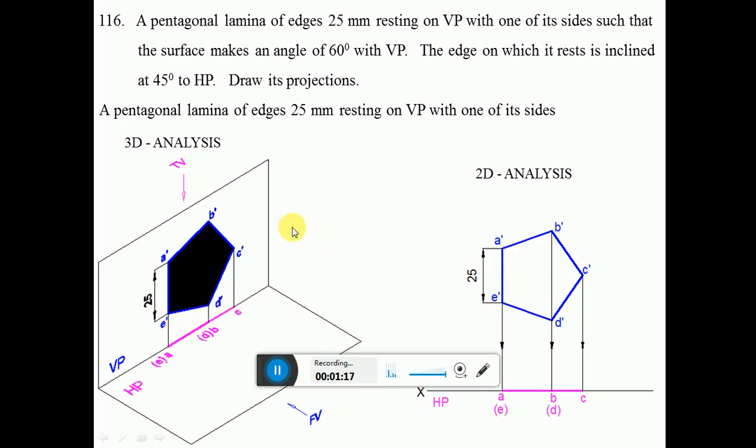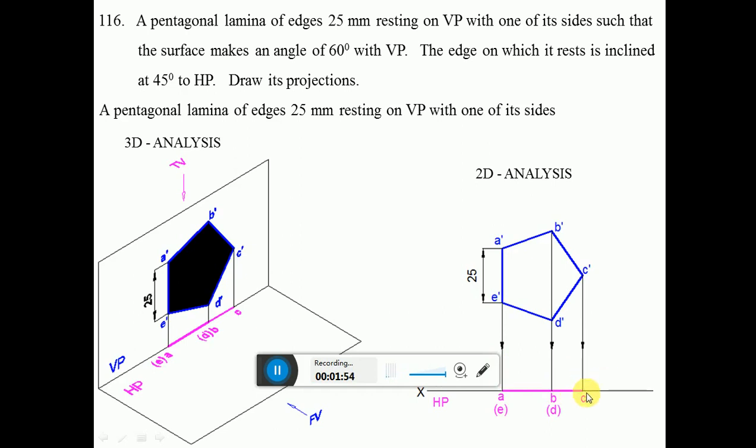So this is a similar case wherein you have the surface parallel to VP, because all the edges are parallel to VP. Since all the edges are parallel to VP, you can see the true shape in VP. Since the entire surface is perpendicular to HP, in HP you will see a line. So in the 2D analysis, if all the sides are parallel to VP, in VP I will get the true length. And since the surface is perpendicular to HP, in HP you are getting a line.